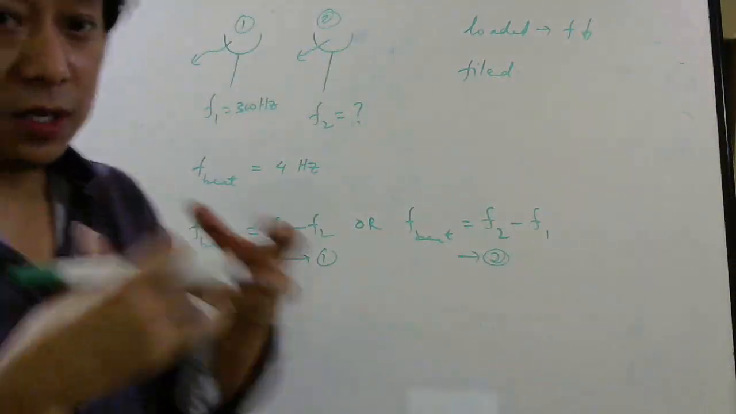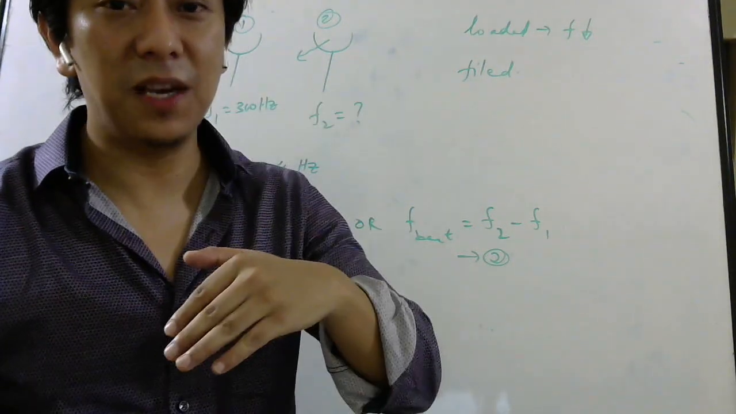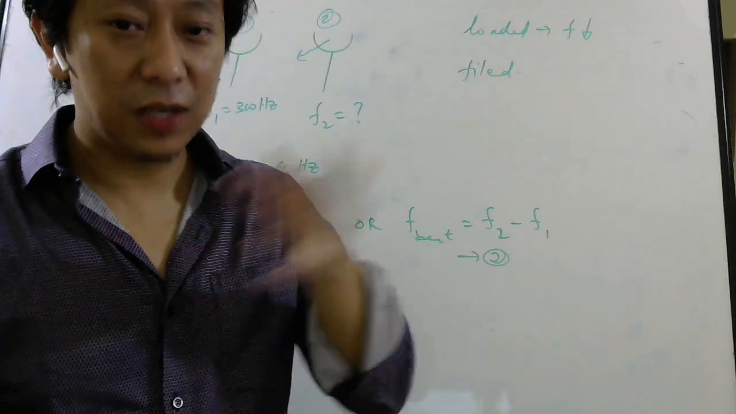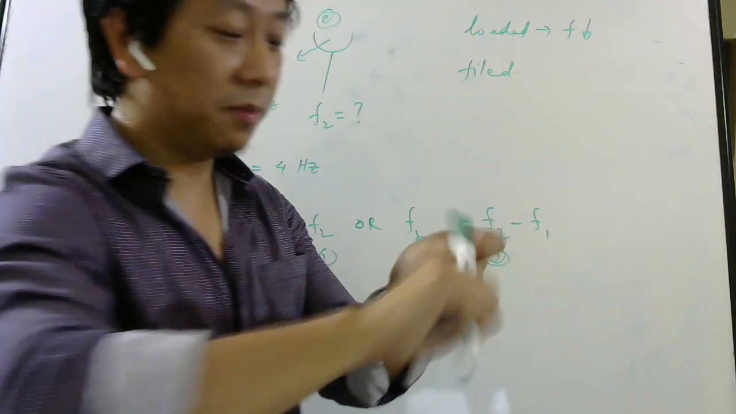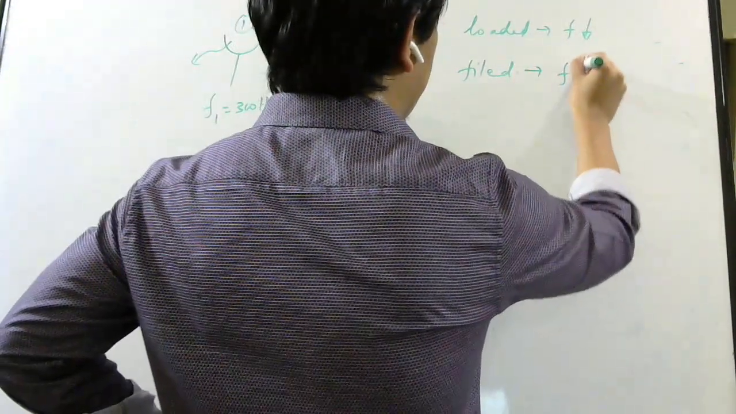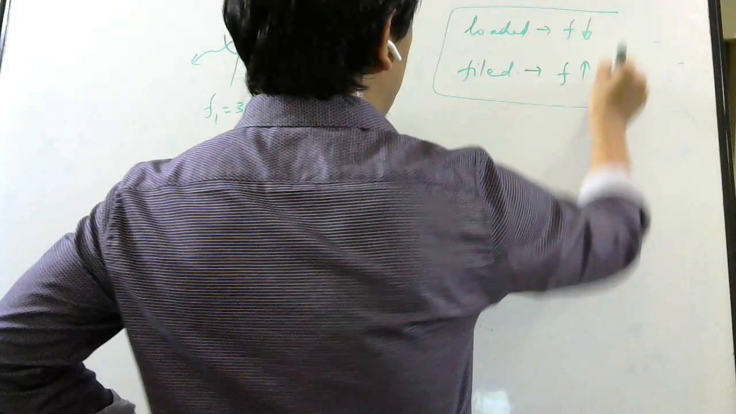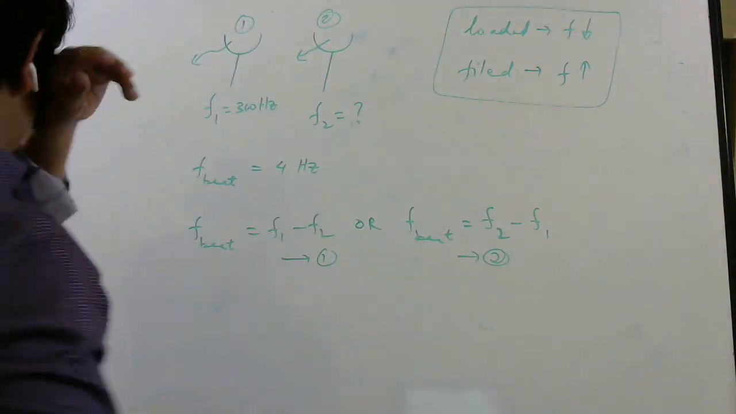decrease. One way of remembering is when you load, inertia will be more, mass will be more, so frequency will be less. It cannot change faster, right? And when you do filing, filing means you are in a way making it thinner, then the frequency will increase, for whichever tuning fork you are loading or filing. So they will tell you one piece of information.